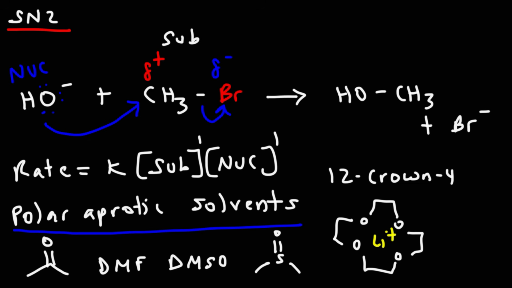So one of the advantages of using crown ethers is, let's say if we want to use sodium hydroxide as our nucleophile, the 15-crown-5 ether will solvate the sodium cation. As a result, this allows the hydroxide to be free to react with the substrate. So by solvating the cation, it makes the nucleophile more nucleophilic, which enhances the SN2 reaction.